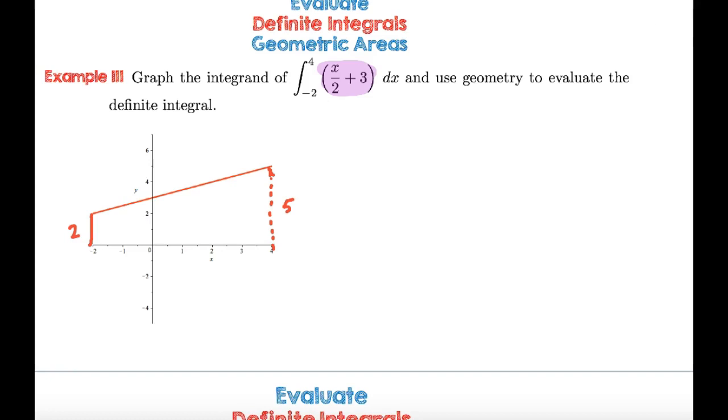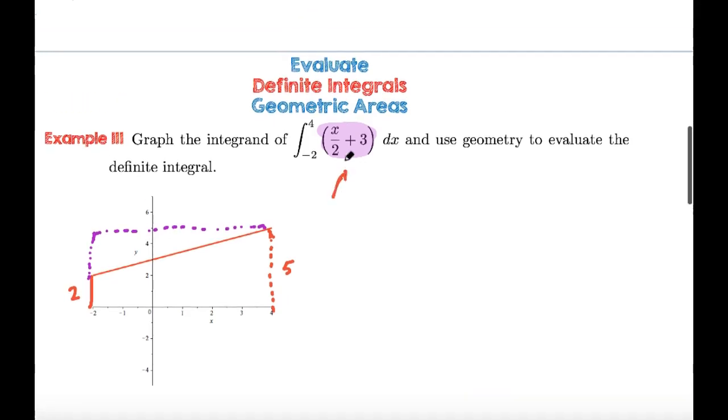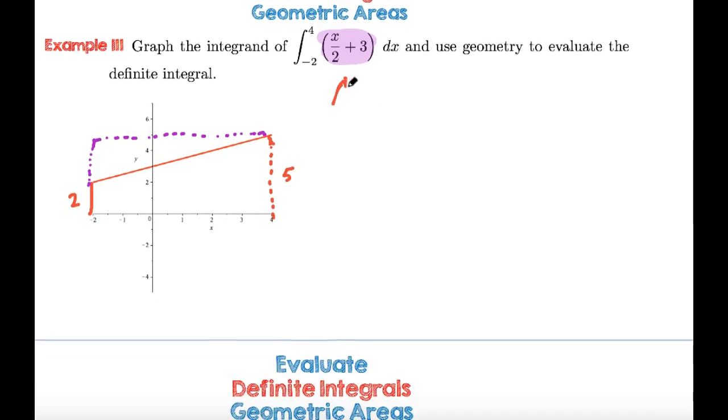Watch what happens if we draw this up to 5 and go straight across. Now the whole thing is a rectangle. We have this big rectangle, and I've got this smaller triangle. Let's look at the area of the whole rectangle first. That's going to be the length times the width. The length is from -2 to 4, which is 6 units, times my height, which is 5 units. So the whole thing has an area of 30.